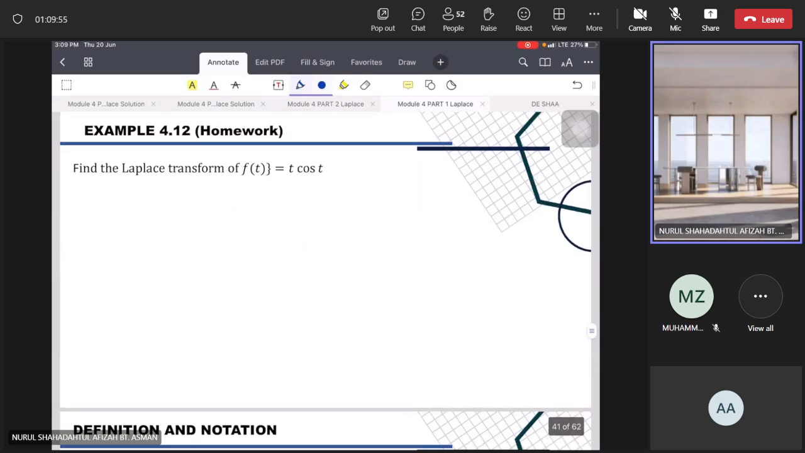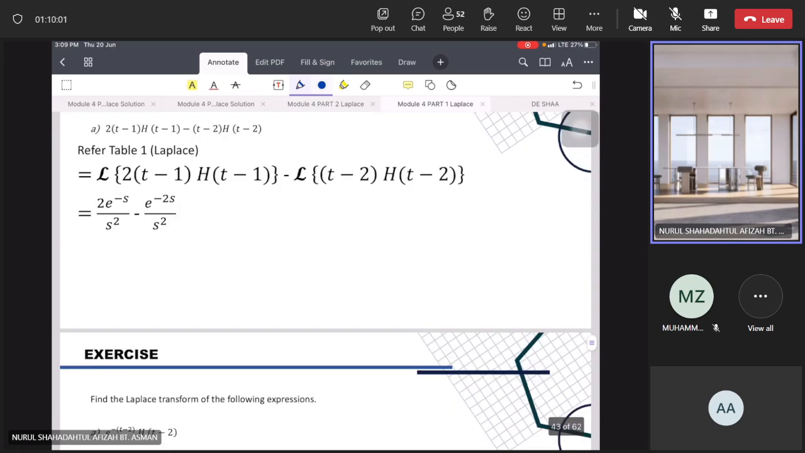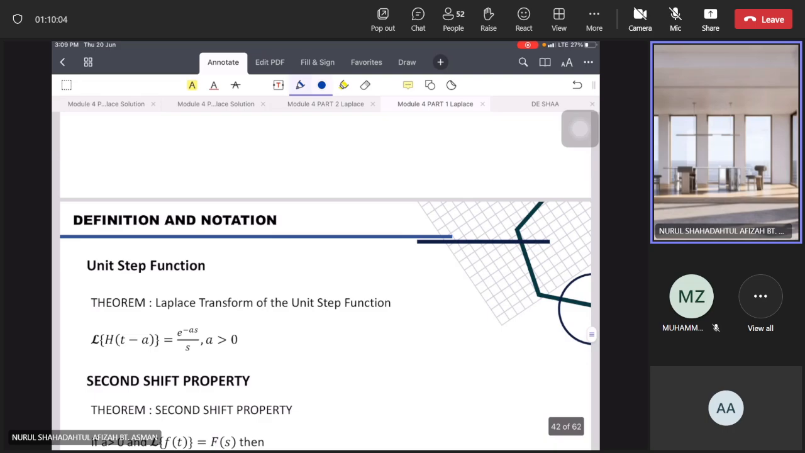So next we continue with the example. There is still a lot, right? Let me check. Okay, I think we still have time.